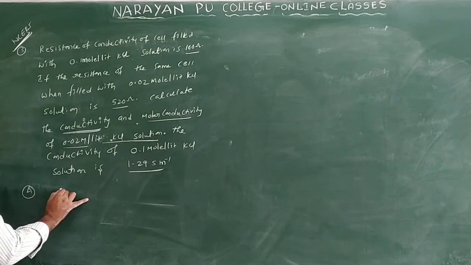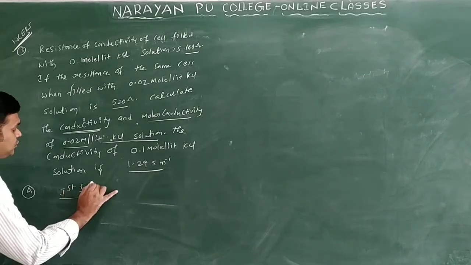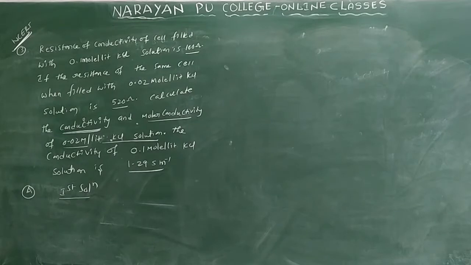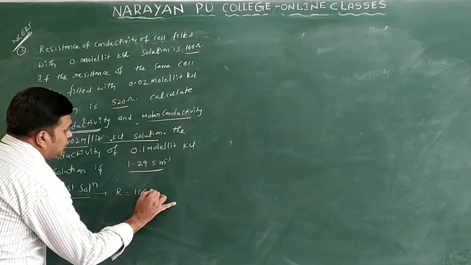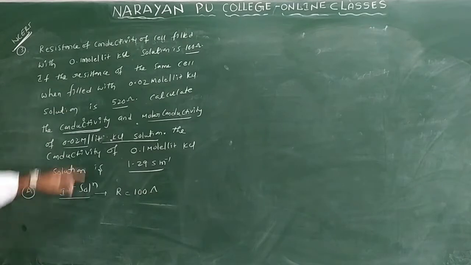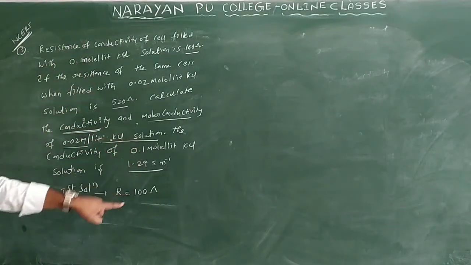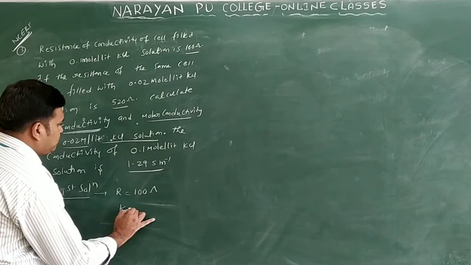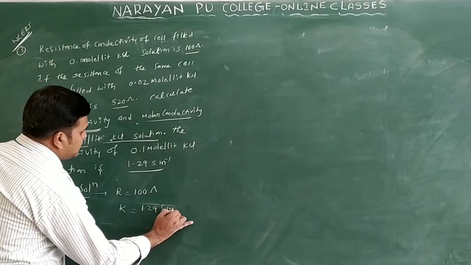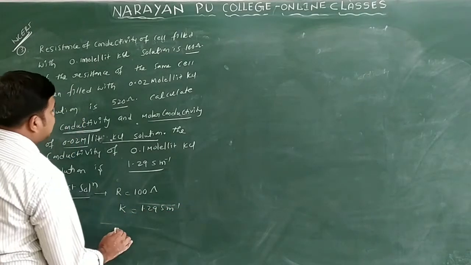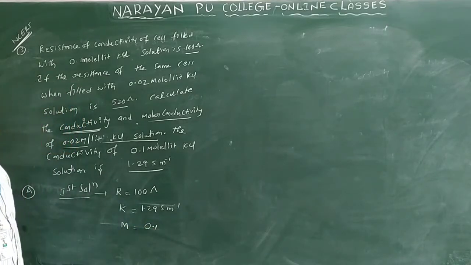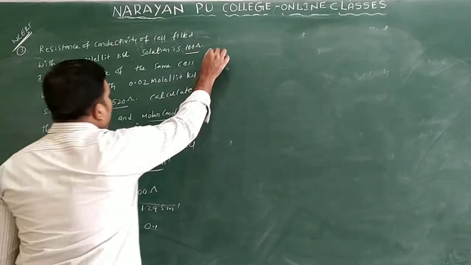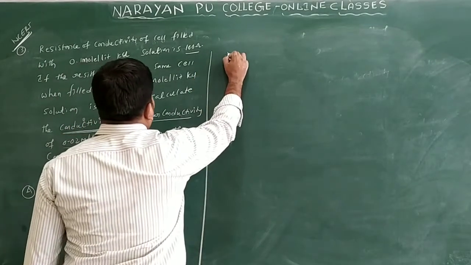The first one is given. The first solution is 0.1 molar, so concentration C is given. The resistance R for the first solution is 100 ohms, and the conductivity of the 0.1 molar solution is 1.29 Siemens per meter. The molarity of the solution is 0.1. So this is for the first solution. Clear? Now we can go for the second solution.